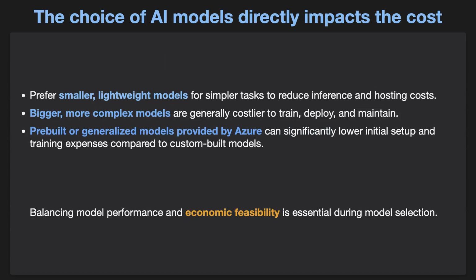The choice of AI models directly impacts the cost. Prefer smaller, lightweight models for simpler tasks to reduce inference and hosting costs. Bigger, more complex models are generally costlier to train, deploy, and maintain. Pre-built or generalized models provided by Azure can significantly lower initial setup and training expenses compared to custom-built models. Balancing model performance and economic feasibility is essential during model selection.